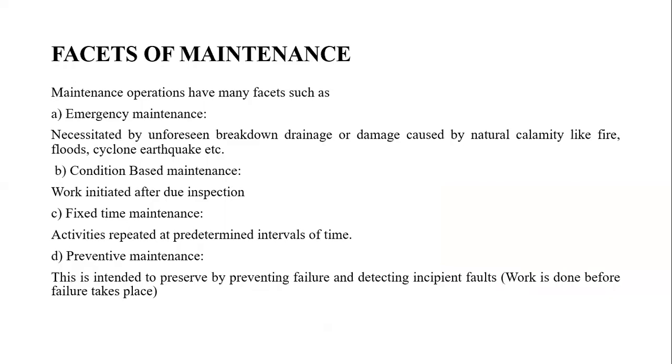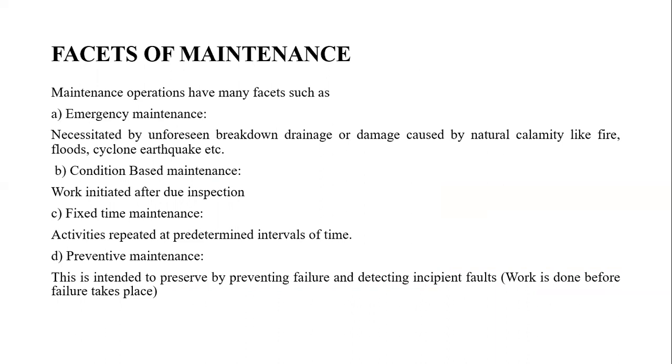So the first topic is about the facets of maintenance. Maintenance operations have many phases such as emergency maintenance, condition-based maintenance, fixed time maintenance, and preventive maintenance. Emergency maintenance occurs because of natural calamities. Natural calamities include fire, flood, cyclone, and earthquake. Because of this also, emergency maintenance is required.